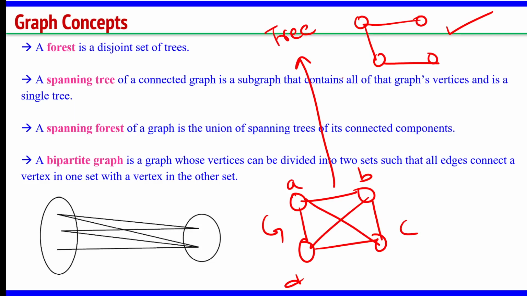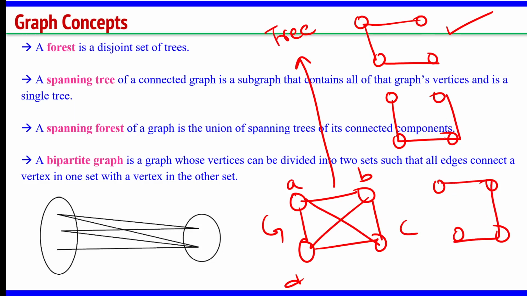Spanning tree means from a given graph find a tree such that all vertices exist. So this is one graph. Another example could be, I have 4 vertices like this, this is also one example. Another one, if I have something like this, this is also one example. All these are spanning trees. What is a spanning forest? A spanning forest of a graph is the union of spanning trees. The union of these together is called a spanning forest.